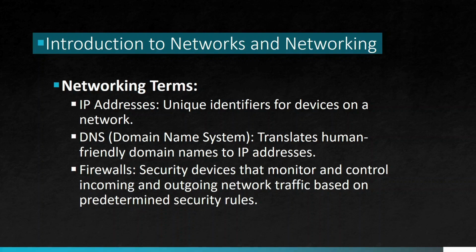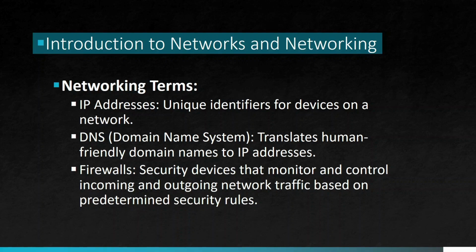Then we have DNS. DNS is what we call the Domain Name System. This helps to translate friendly domain names to IP addresses. Like I mentioned, everything on the internet has an IP address. But because it's difficult to remember IP addresses, we make use of friendly domain names. That's where you hear something like www.cnn.com or www.olaleke.com. That's a domain name.